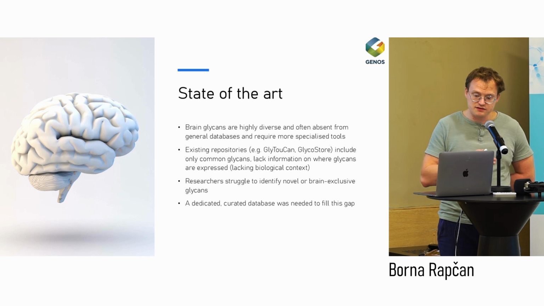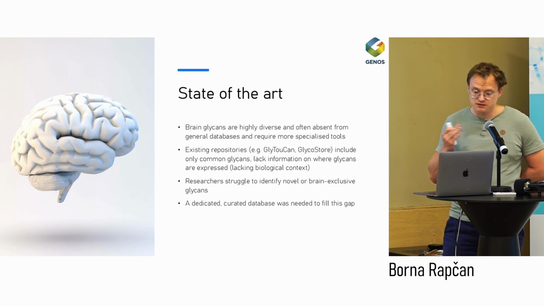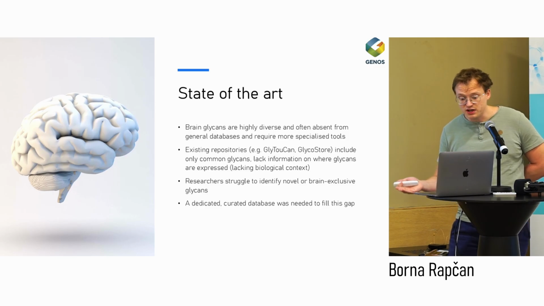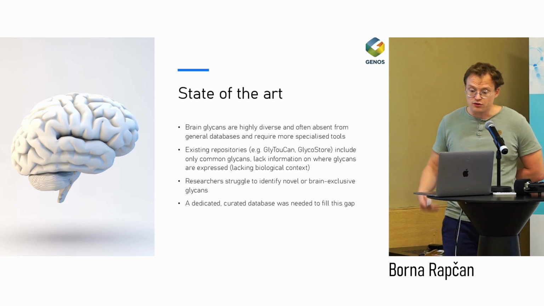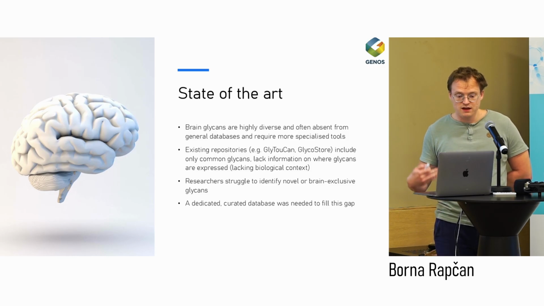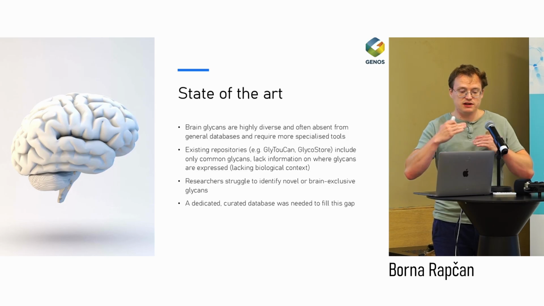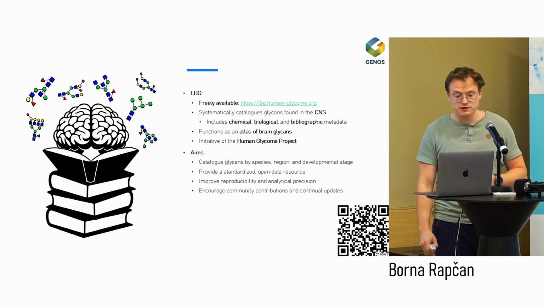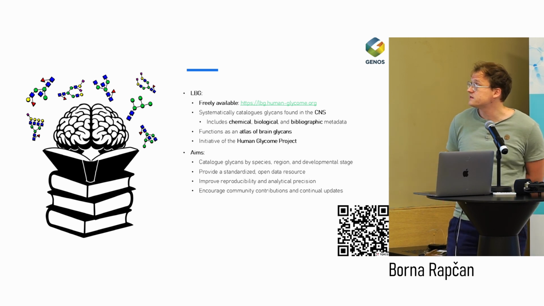even if they are showing, for example, brain glycans, or labeling glycans that were found specifically in the brain, they still lack some analytical information or chemical information or literature information. So there are multiple layers of information that are useful and necessary for you to create the entire picture. And to combat that and to help solve this issue, we've developed our Library of Brain Glycans.